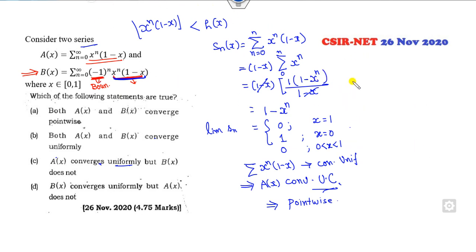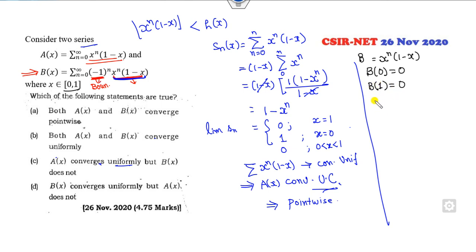That's again a very simple one, I think. If I consider this, x raised to power n, and this is my b of x here, clearly it says over the closed interval. What is my b of 0? 0. What is the b of 1? 0. And otherwise, if I take the summation of this, what is the sum of this?